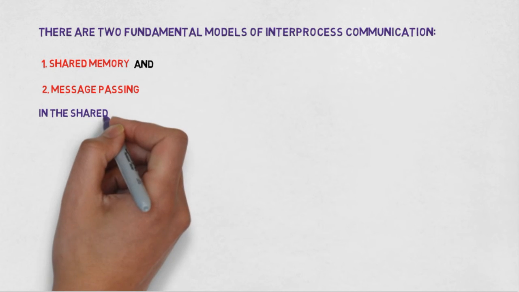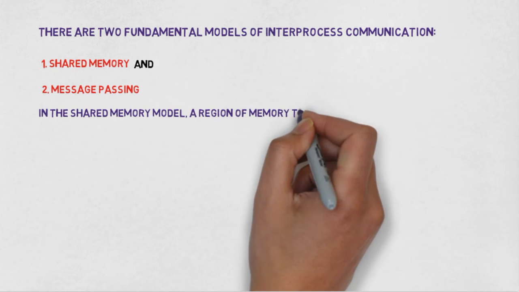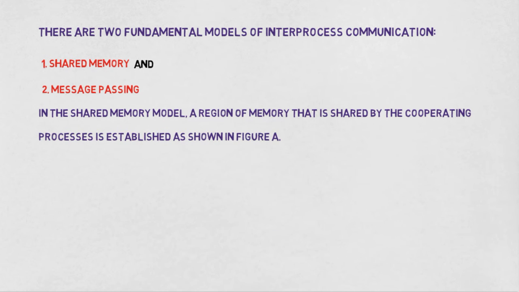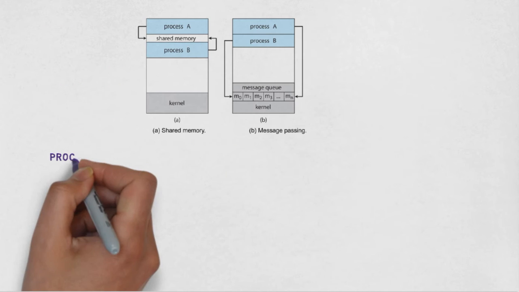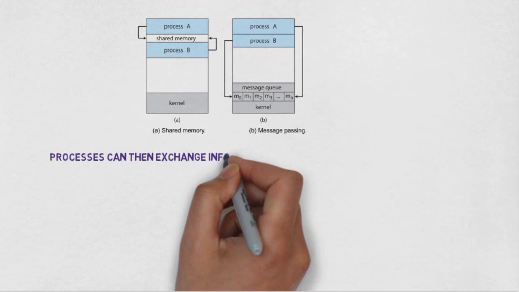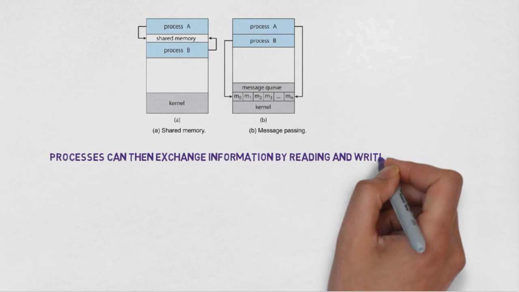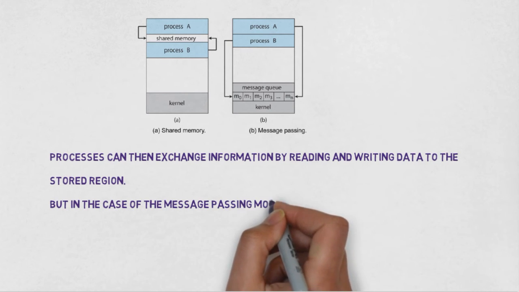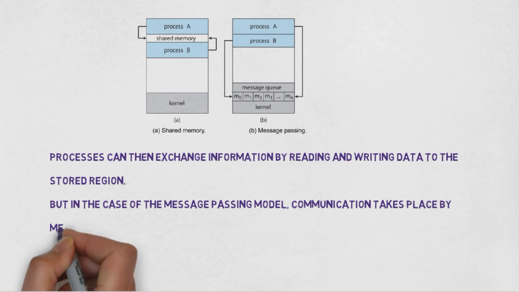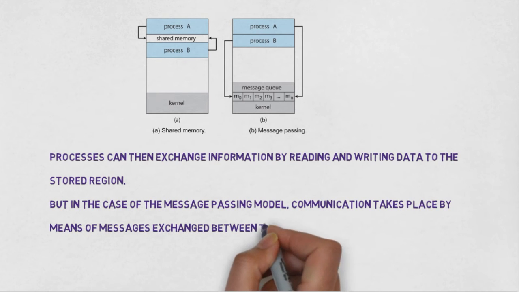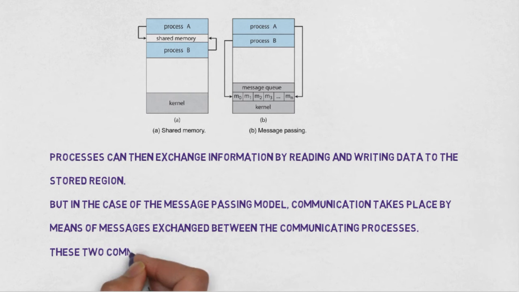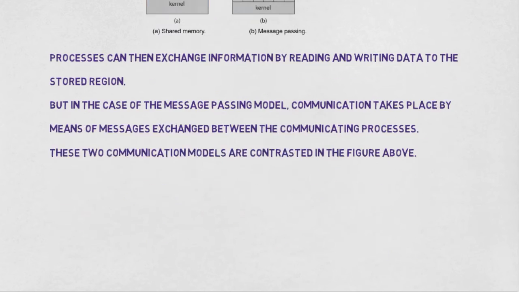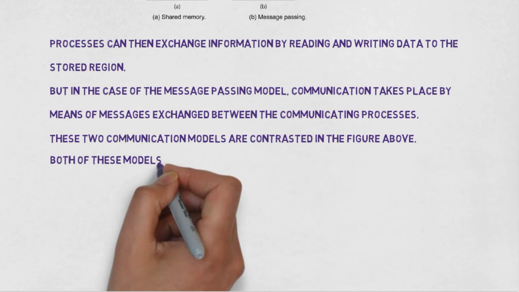In the shared memory model, a region of memory that is shared by the cooperating processes is established, like in the case of figure A. Processes can then exchange information by reading and writing data to the shared region. But in the case of the message passing model, communication takes place by means of messages exchanged between the communicating processes. These two communication models are contrasted in the figure displayed. And both of these models are common in operating systems.